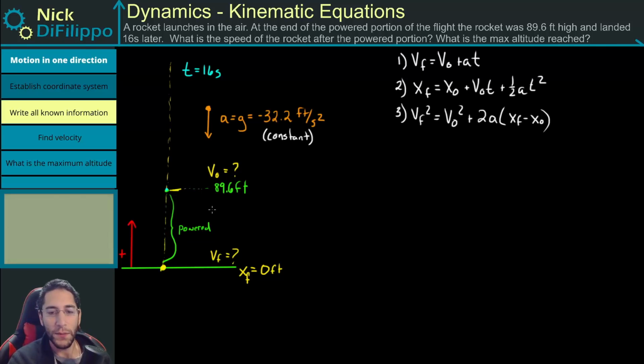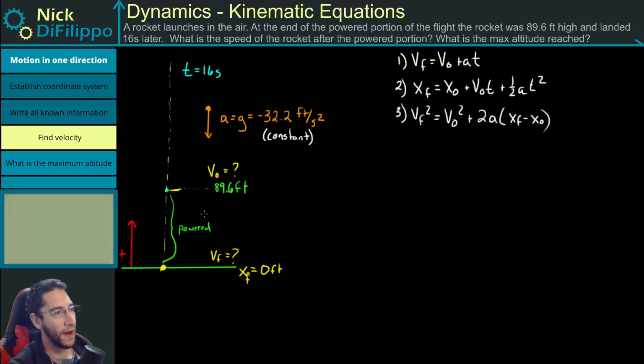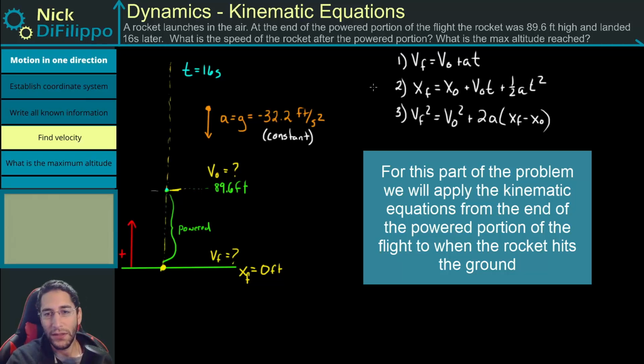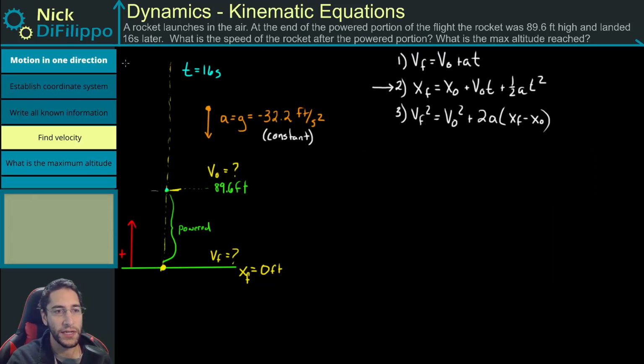What am I looking for? That's what we need to ask. I am looking to figure out first the speed of the rocket after the powered portion of the flight. The speed is going to be some velocity. I'm actually looking for this initial velocity, because the powered portion of the flight happens before the problem starts, and we start when we're at 89.6 feet. So I want to look at the second equation. With this second equation, I know a lot of these pieces of information. I know my final position is 0. I know my initial position is 89.6 feet.